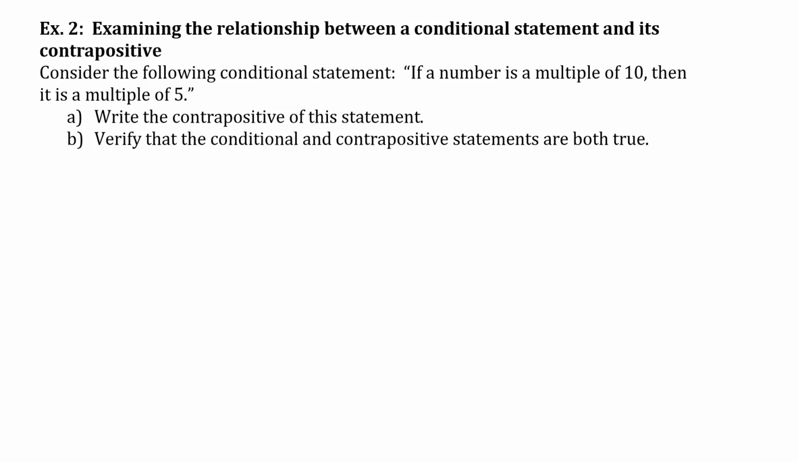Example number 2, examining the relationship between a conditional statement and its contrapositive. Consider the following conditional statement. If a number is a multiple of 10, that's our hypothesis, then it is a multiple of 5. So here's our conditional statement.